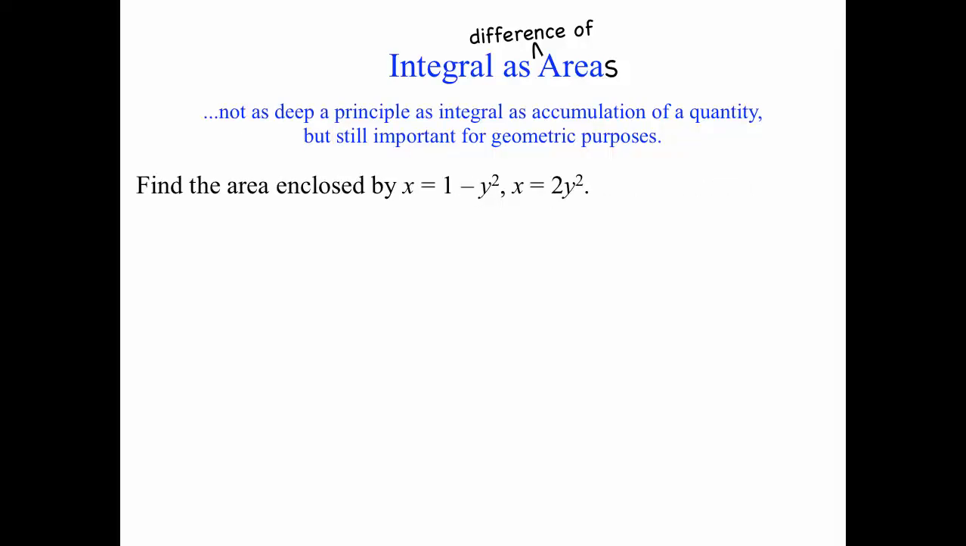Next one. Area enclosed by x equals 1 minus y squared and x equals 2y squared. Okay, so you have to have some method for being able to sketch these x in terms of y graphs. What we're used to is y in terms of x, and that's how your graphing calculator is set up, to take y equals an expression of x and graph it for you. You've got to have some way to make sense of x equals, to be able to graph things like this. So let me show you one way to do that.